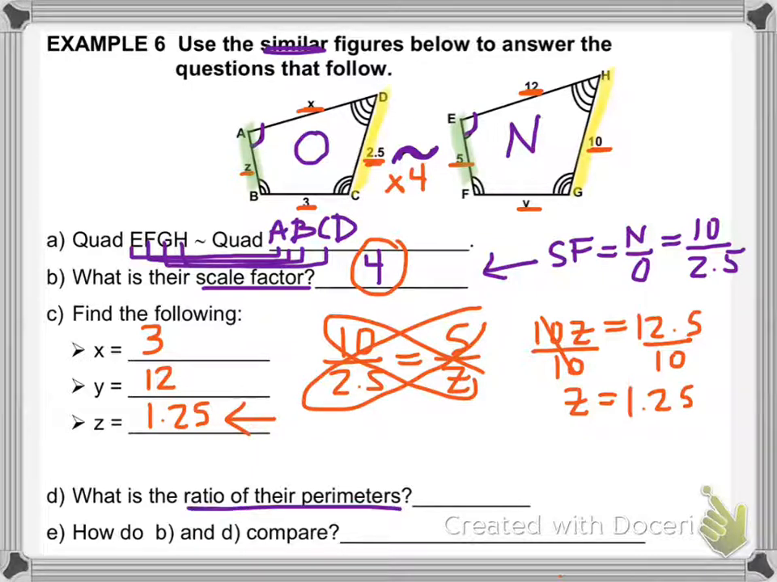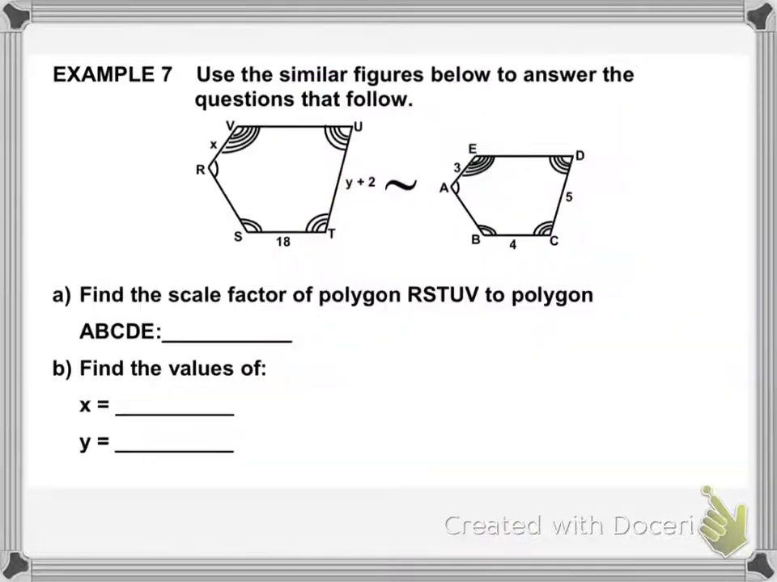Don't get tricked up by this. There are no calculations you need to do. Remember, scale factor and ratio of the perimeters are identical, so it's also going to be 4. So rather than taking the time to add up the perimeters of both and making a ratio and reducing it, just get the scale factor and rewrite it because they are the same. All right, let's try some more.